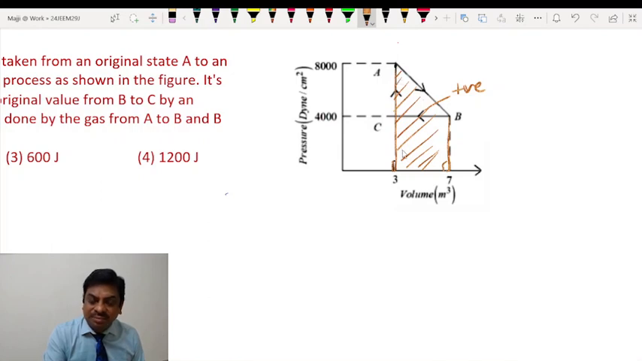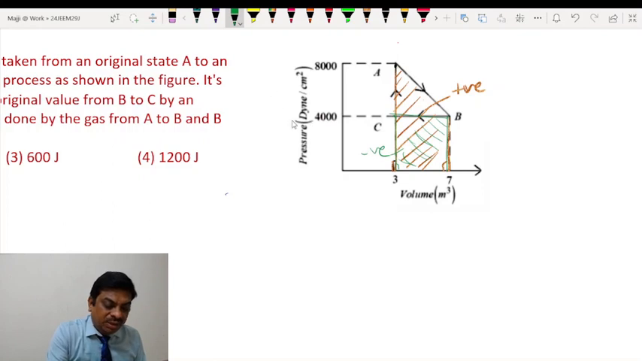Then students, as you can see, it undergoes a compression from B to C. So reach B and drop a perpendicular onto the volume axis, then from C drop a perpendicular onto the volume axis, you get a negative area. This area will be negative because the gas is undergoing compression. So that means overall area will be the area of this triangle, and that will be positive, of course. Okay, students.